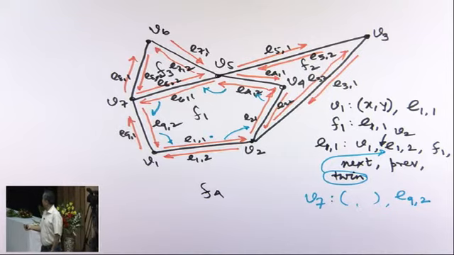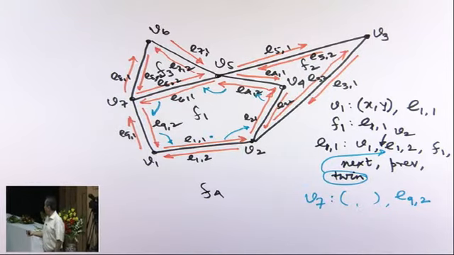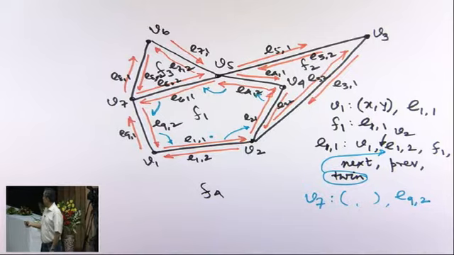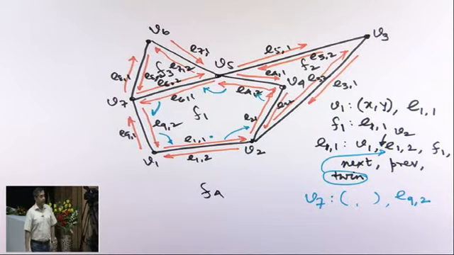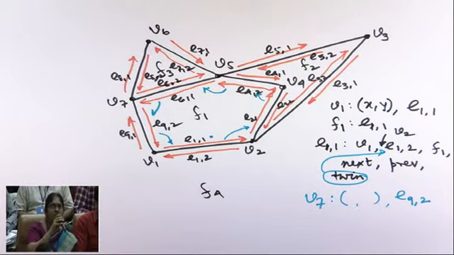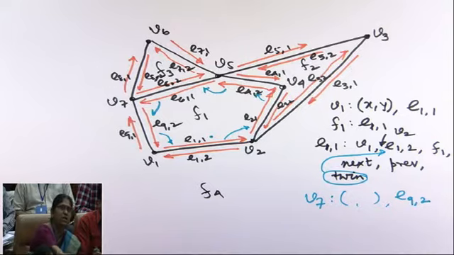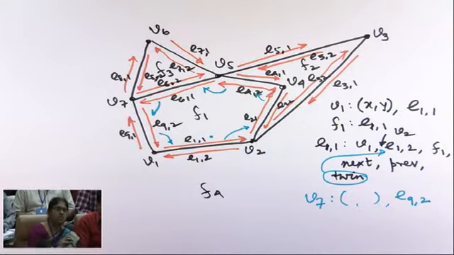V7. Given the vertex V7, I want to find these edges that meet at this vertex. V7 is represented in all the edge representation. True. How do I find it out? If I search them, it's linear. Certainly I do not want to do that.